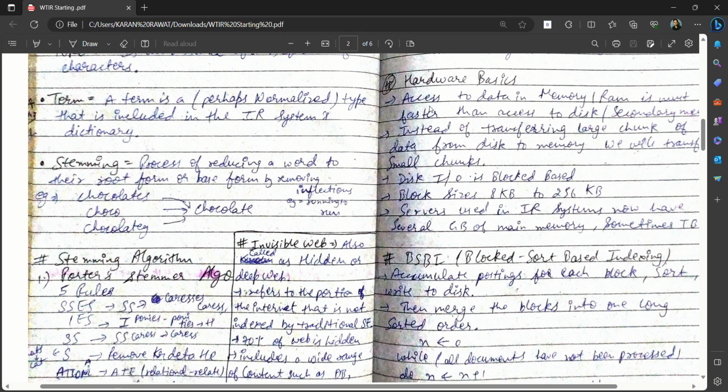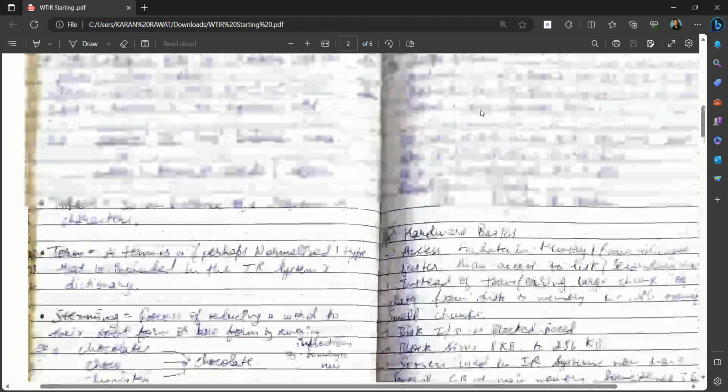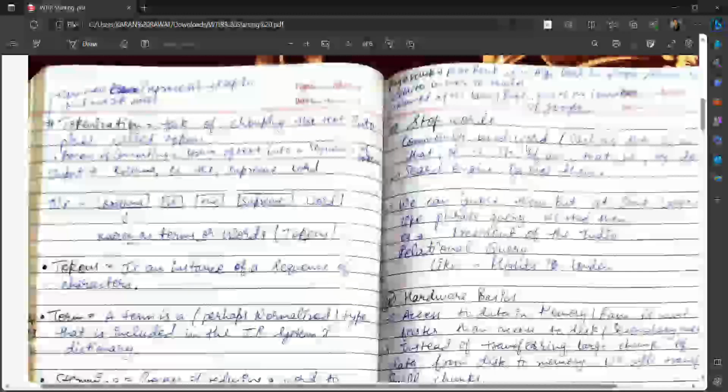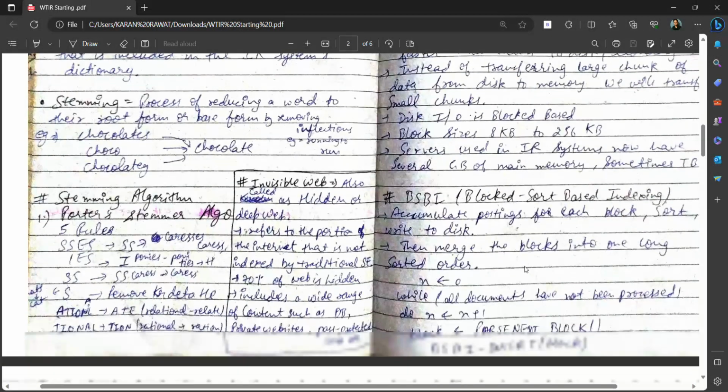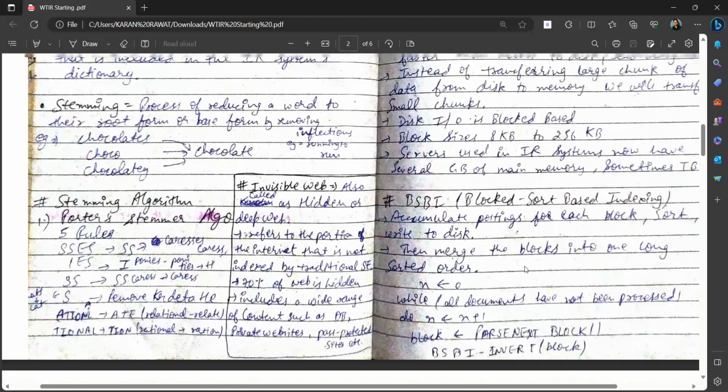So yeah, now let's move further ahead in the series of this playlist, the complete playlist of terminologies in information retrieval. Today this will be part 4, where we'll be discussing what the stemming algorithm is, some terminologies like what the invisible web is, what PageRank is, and we'll also discuss what stop words are and some hardware basics. So yeah, we will discuss all of these.